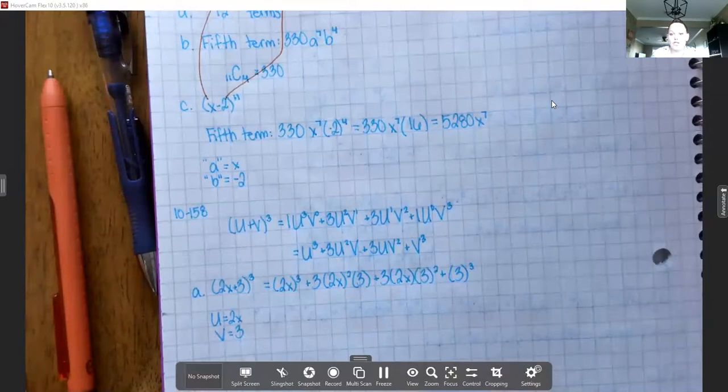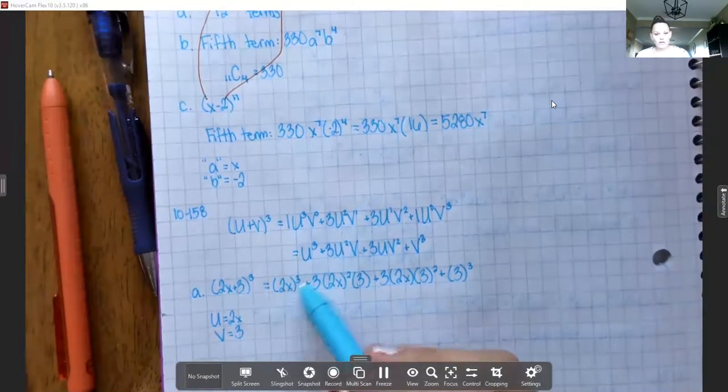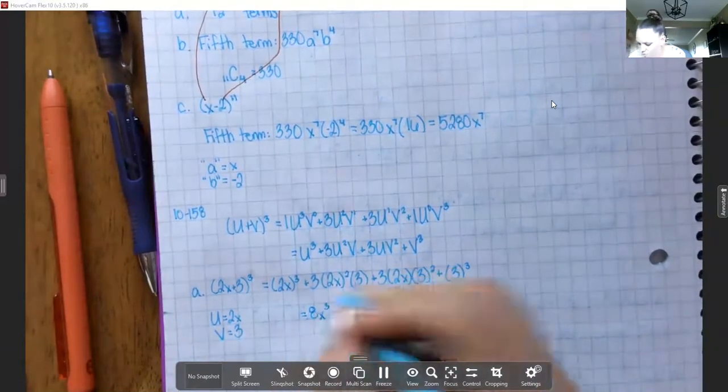And then we have to simplify that. We can't leave it. So 2x to the third is 2x, 2x, 2x. So this becomes 8x cubed for the first term.